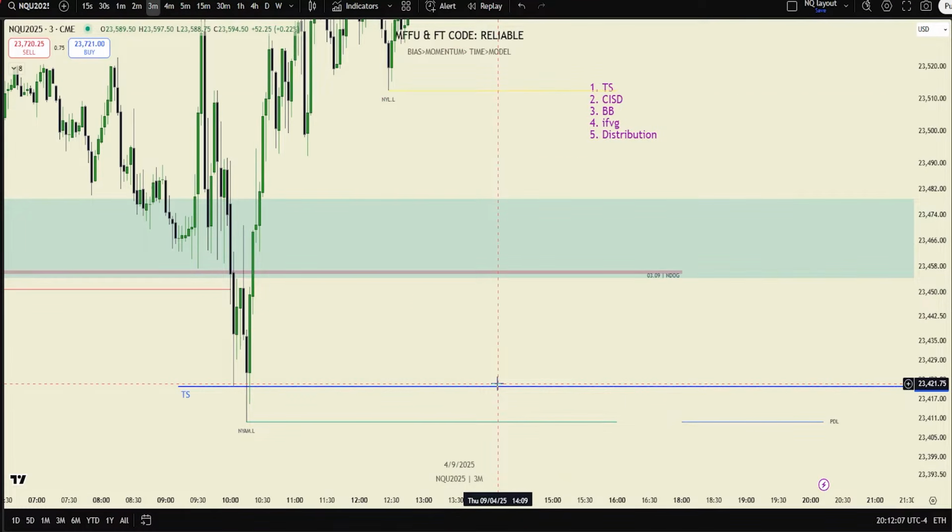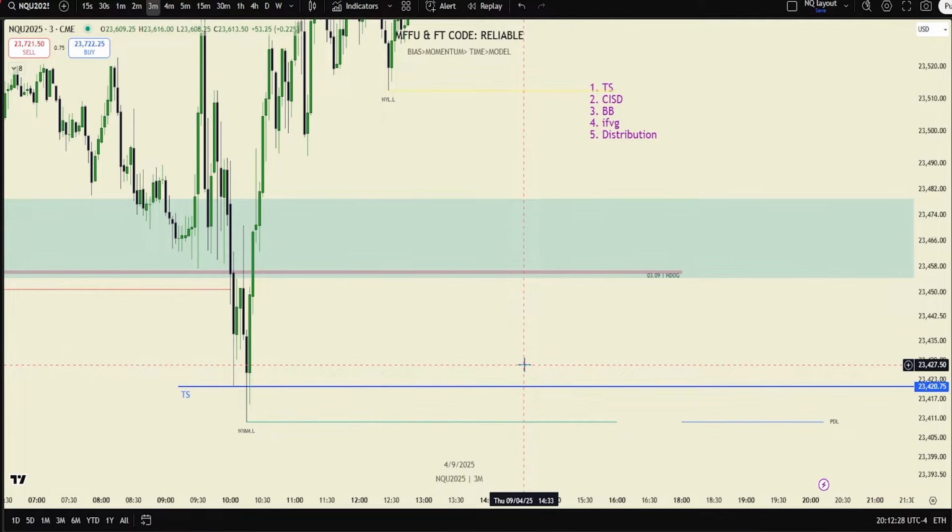Starting with step 1, the turtle soup. Turtle soup is simply when price comes and takes liquidity without breaking structure or closing below the low. In this scenario here, price came down at 10:15, hit our low, taking liquidity, but did not close through the low. This is textbook turtle soup here.